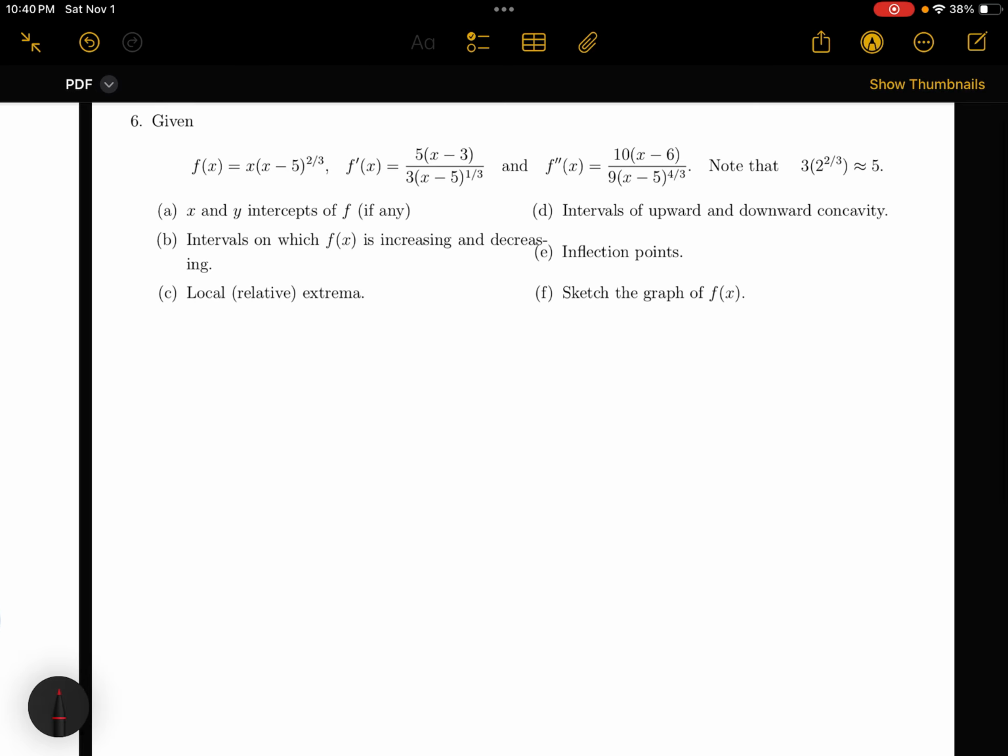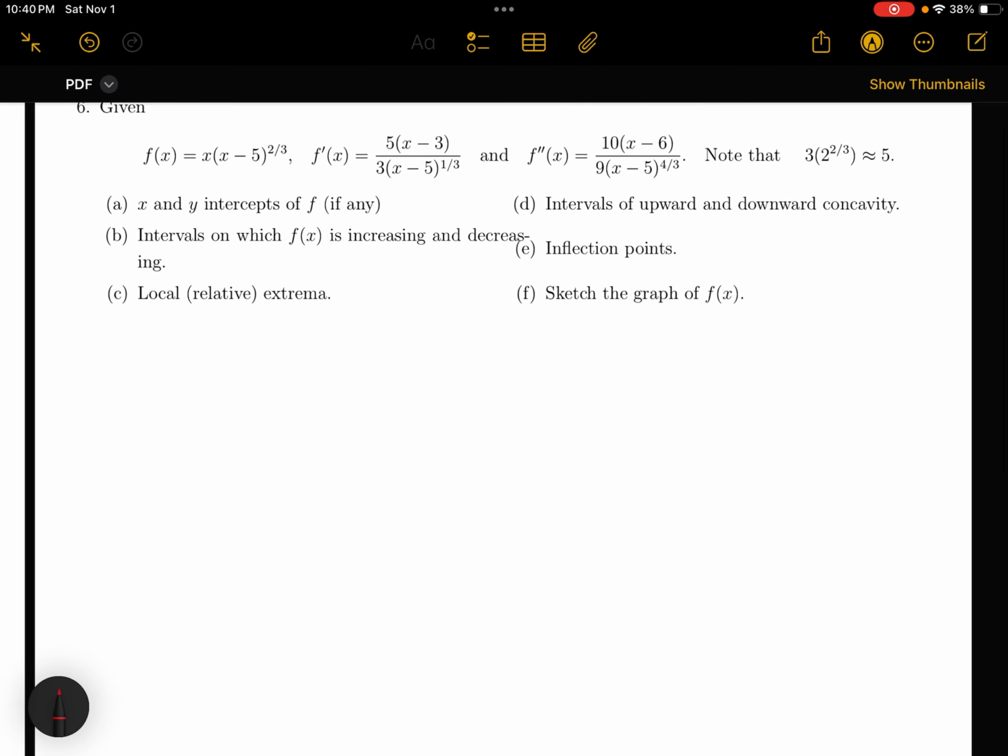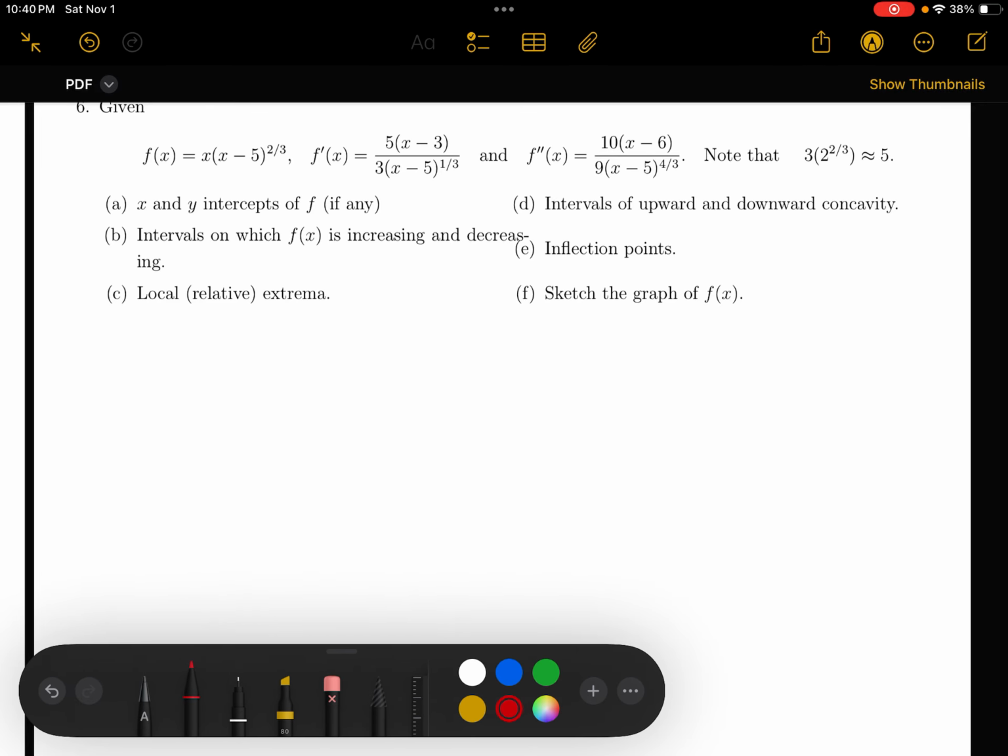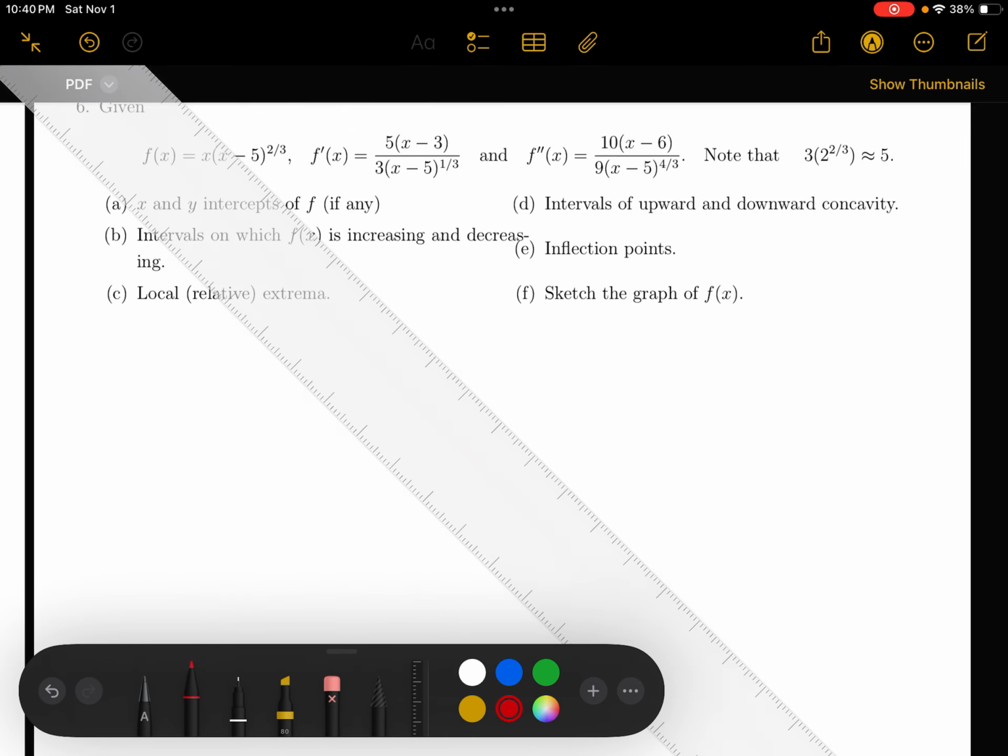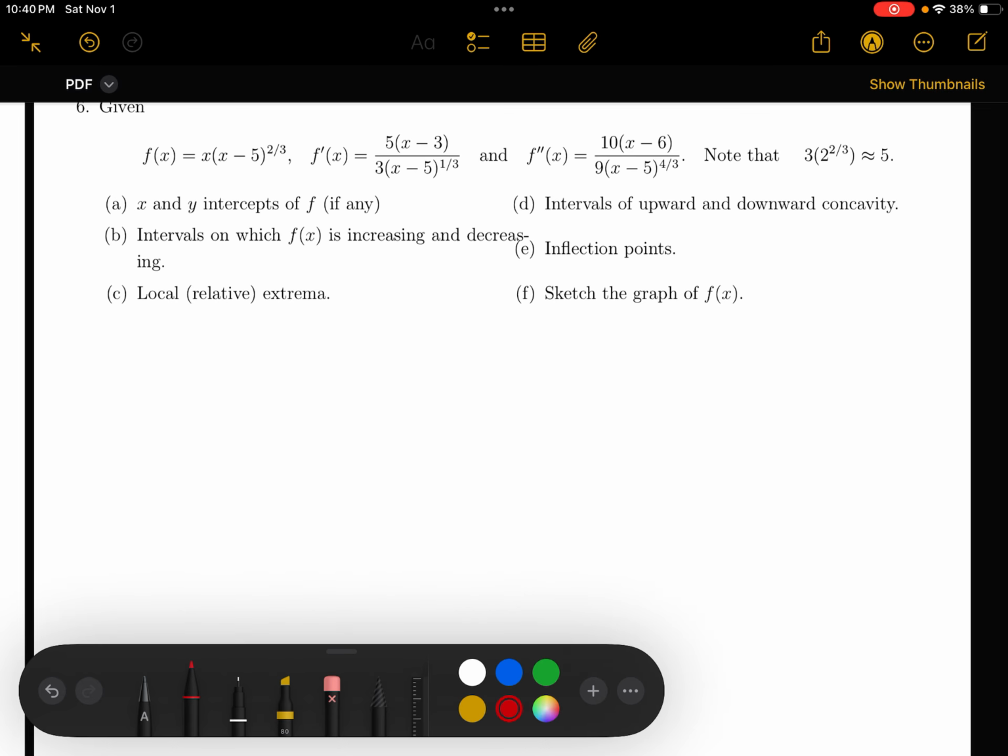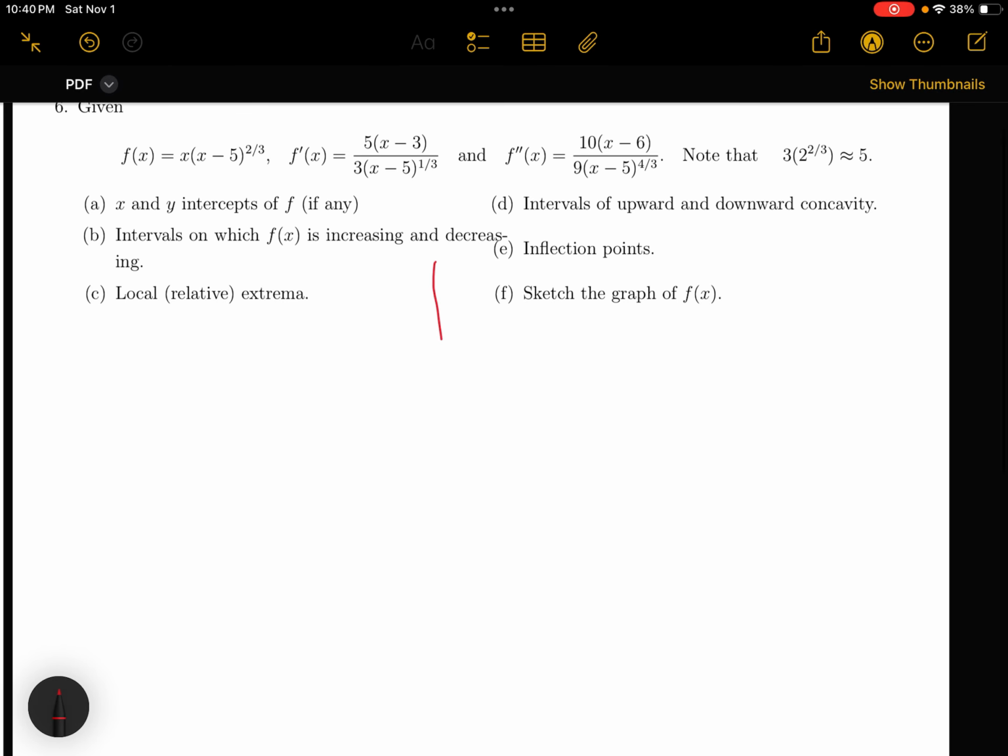And the last problem, we have to sketch this graph. Right away, I just sketch the coordinate system, and every single thing that I'm gonna find, I'm gonna plot in here.